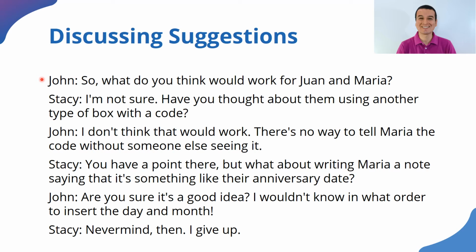So what do you think would work for Juan and Maria? I'm not sure. Have you thought about them using another type of box with a code? I don't think that would work. There's no way to tell Maria the code without someone else seeing it. You have a point there, but what about writing Maria a note saying that it's something like their anniversary date? Are you sure it's a good idea? I wouldn't know in what order to insert the day and month. Never mind then. I give up.